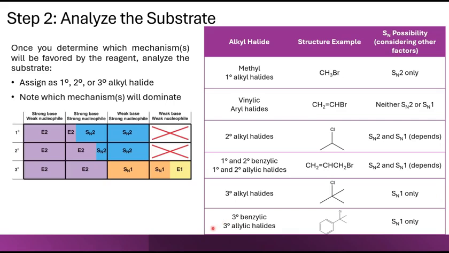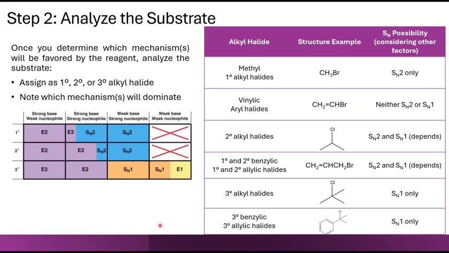And then tertiary benzylic, tertiary allylic. So take a look at our tertiary benzylic. So we have this carbon here that is attached to the benzene ring. So it is an allylic position, but because it's a benzene ring, it's even more stable. We call it benzylic. But if we have any of these, the carbocations that would form would be very, very stable. SN1 would be the dominant SN possibility.